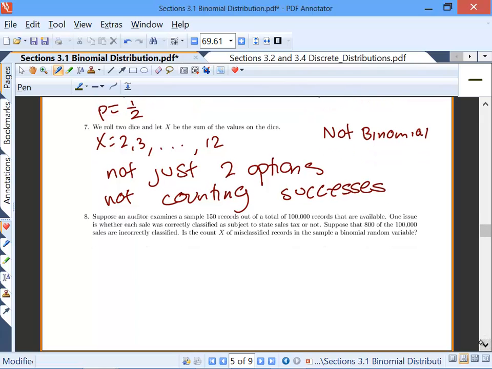This next one is interesting because what happens is we say, okay, well, suppose an auditor examines a sample of 150 records out of a total of 100,000 records that are available. One issue is whether each sale was correctly classified as subject to their state sales tax or not. Suppose 800 of the 100,000 sales are incorrectly classified, and we want to count the misclassified records in the sample. Okay. So to start with, do we know how many records we're looking at? 150.